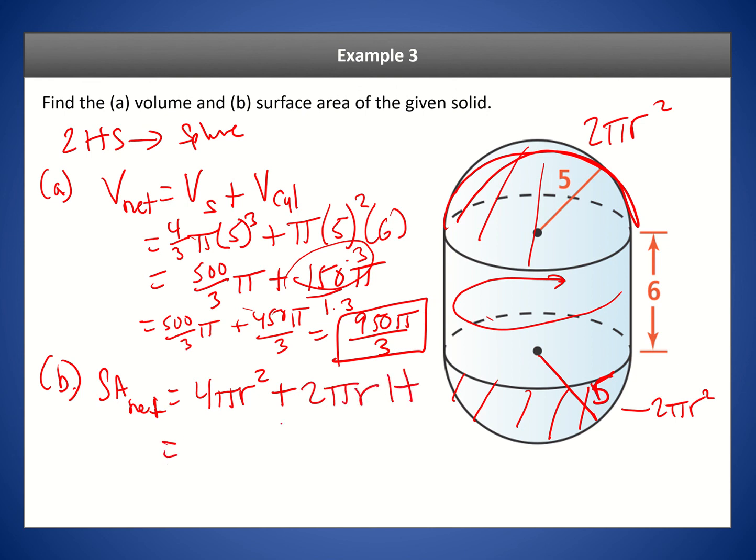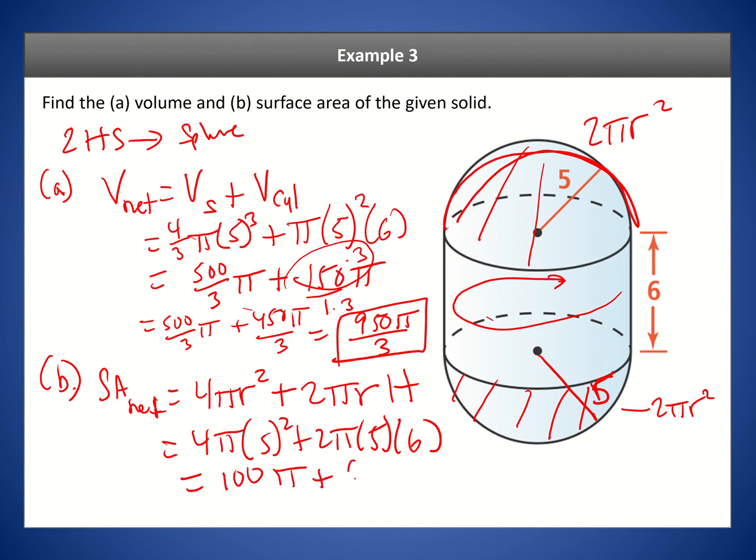All right, so there's our surface area. So let's go ahead and do it. 4 pi times 5 squared plus 2 pi times 5 times 6. So we got 25 times 4 is 100 pi. We got 5 times 6 is 30, times 2 is 60, so 100 pi plus 60 pi for a total of 160 pi. And there's my net surface area for the solid.